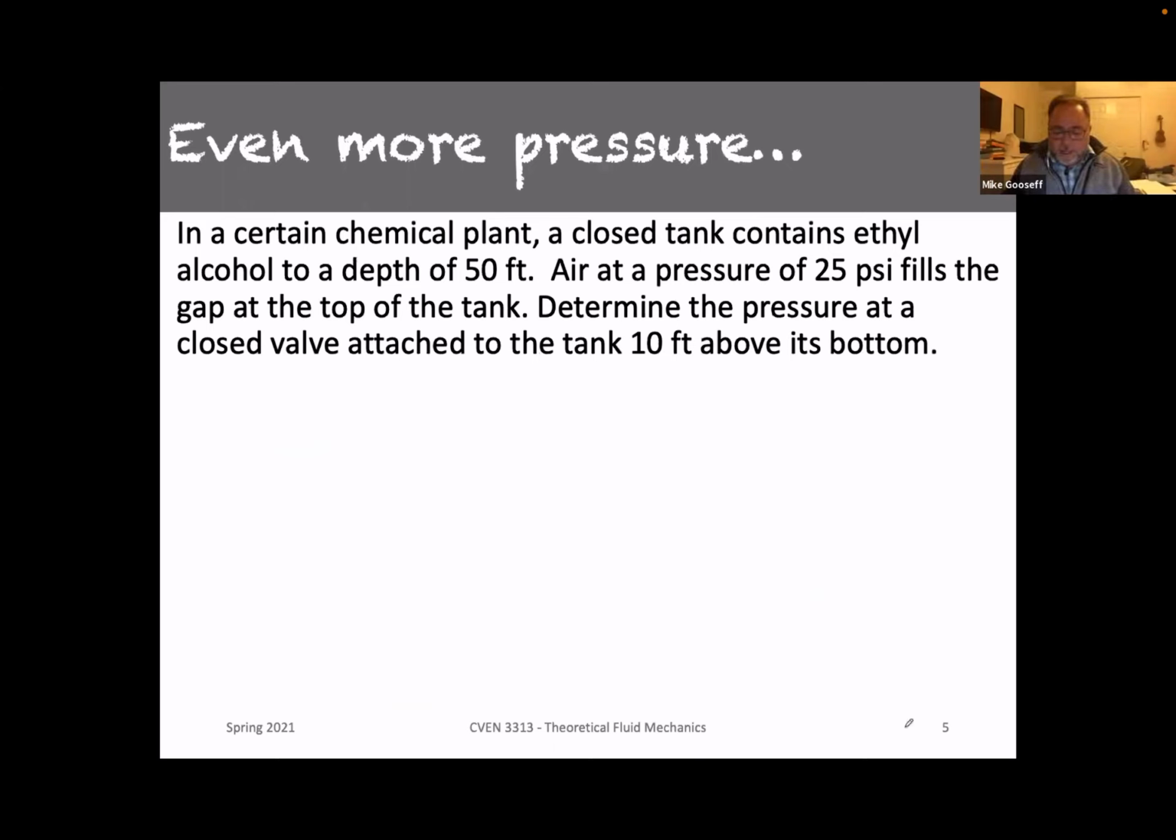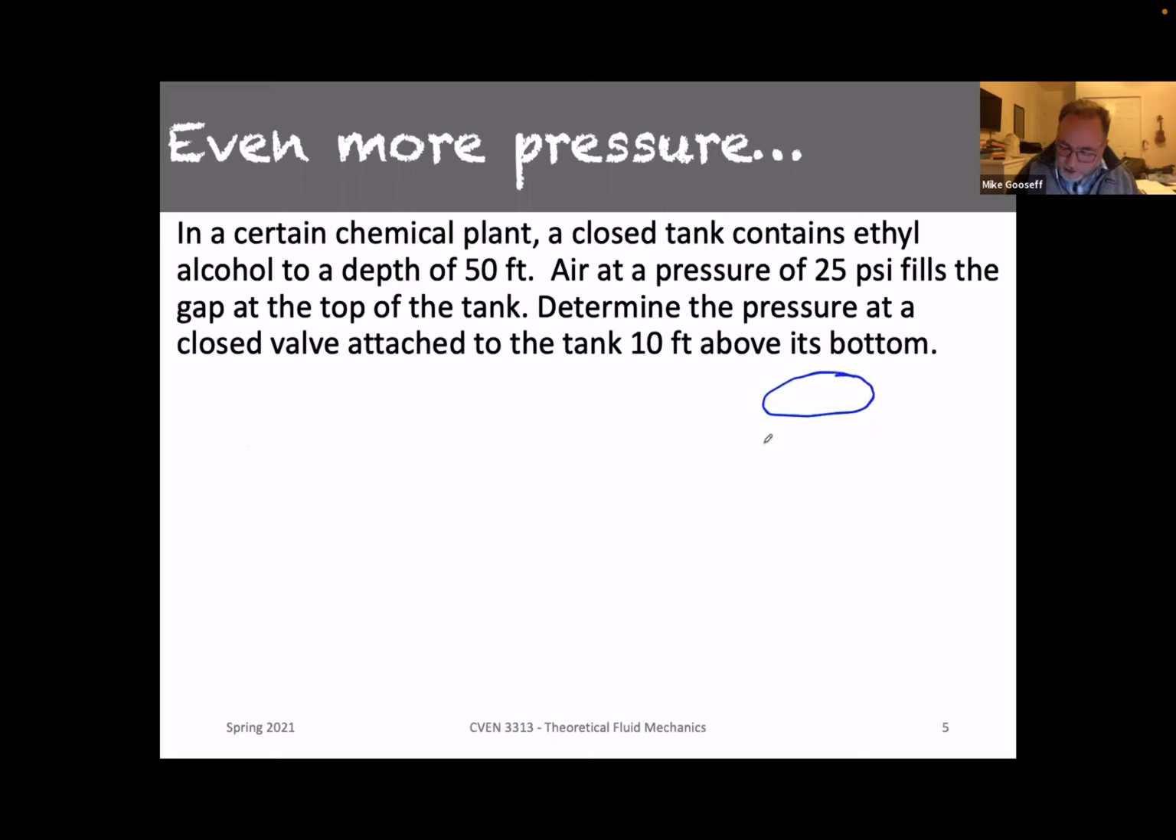All right. So here's an interesting one. In a certain chemical plant, a closed tank contains ethyl alcohol to a depth of 50 feet, and then air at a pressure of 25 psi fills the gap at the top of the tank. We don't really know how tall the tank is. All we know is that there's an air gap at a pressure of 25 psi, and then there's 50 feet of ethyl alcohol. Okay, let me just draw that real quick.